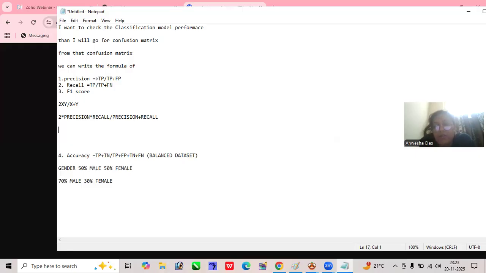So if you have a balanced data set, then go for accuracy, and if you have an imbalanced data set, then go for precision, recall, F1 score. Precision is important when the false positive is playing a very crucial role. Recall is important when the false negative is playing a very crucial role. The F1 score is important when both are important, precision and recall, then we'll go for the F1 score.